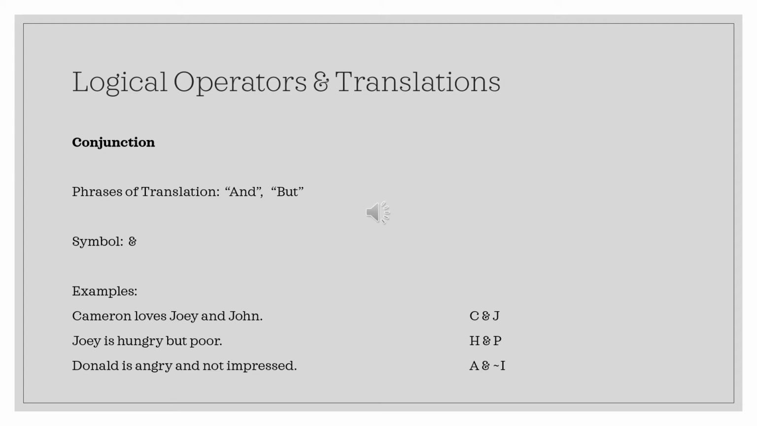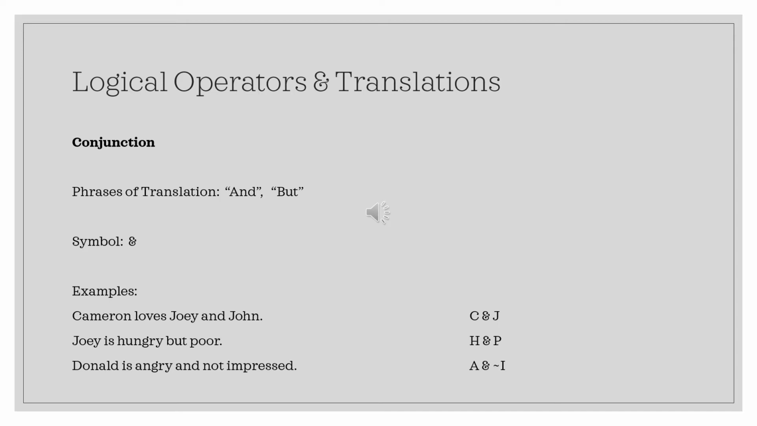Examples then, so we've got Cameron loves Joey and John. Here can be translated as C and J, right? Where the first one is Cameron loves Joey and the second one is Cameron loves John. We've got Joey is hungry but poor, right? Two sentences here, Joey is hungry and Joey is poor, combined with the conjunctive symbol. When you've got a conjunction, each of the sides of the ampersand are called the conjuncts. So there's the left conjunct and the right conjunct.